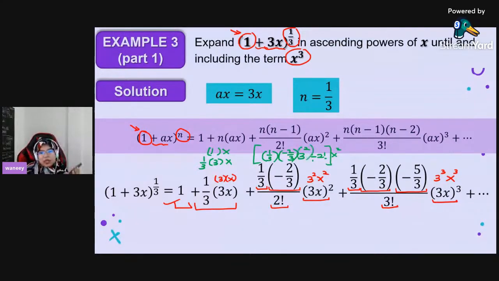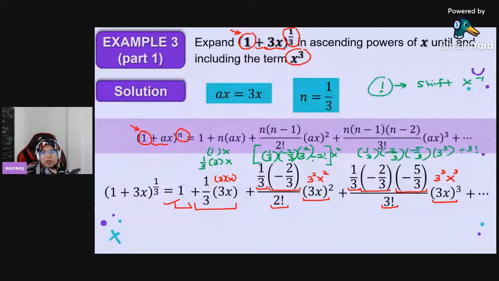Now the third one: 1 over 3, negative 2 over 3, negative 5 over 3, and then 3 cubed, and then you divide with 3 factorial. For 3 factorial, don't forget to press factorial. For factorial you have to press shift, and then the symbol is x negative 1. If you press both, we will get the factorial.